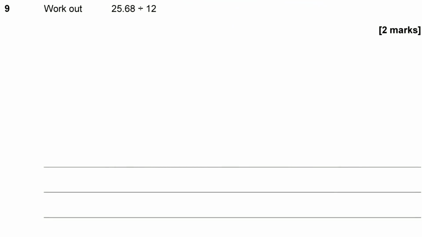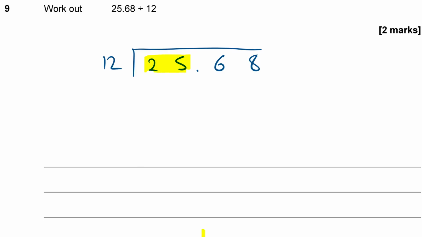Question 9. Work out 25.68 divided by 12. Okay, I can probably get away with doing short division here, because normally I only do short division with 1-digit divisors, but 12 isn't that far off a 1-digit divisor. So we might be able to squeeze in our remainders without too much issue here. Okay, so short division says, how many times does 12 go into 2? It doesn't.